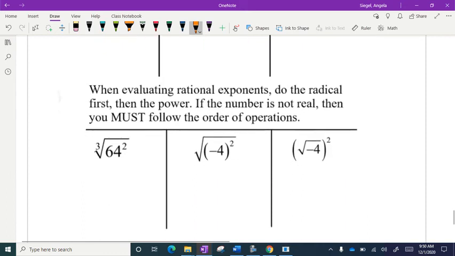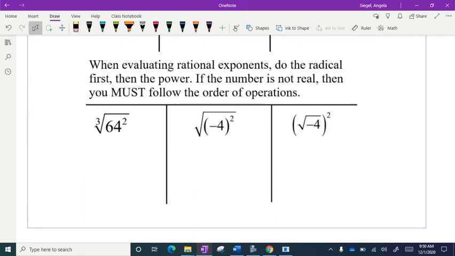Okay, and I think this is our last thing. When evaluating rational exponents, you have to do the radical first, then the power. So we're going to do the radical first. So we have the cube root of 64 is 4, and then 4 squared is 16.